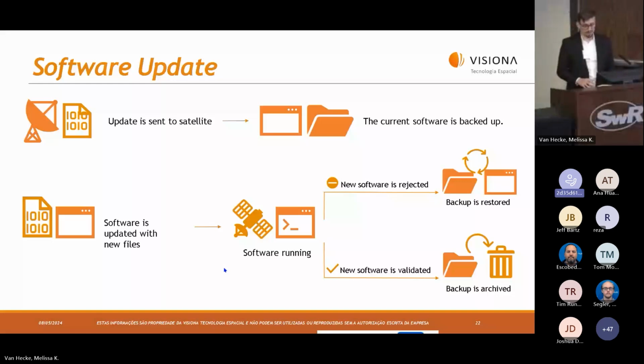If it proves to be tough and reliable software after a period of time, we keep it as the new nominal version, and then the backup is archived. Otherwise, the new software is rejected and the backup is restored as the nominal satellite software. Thankfully, the last one has never been done. All of the updates have been successful.